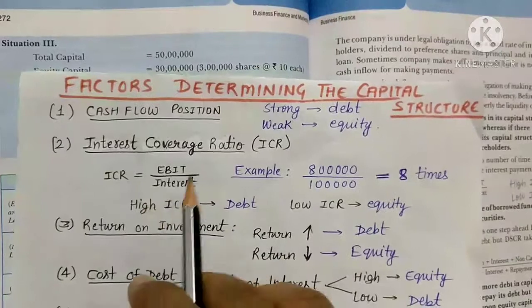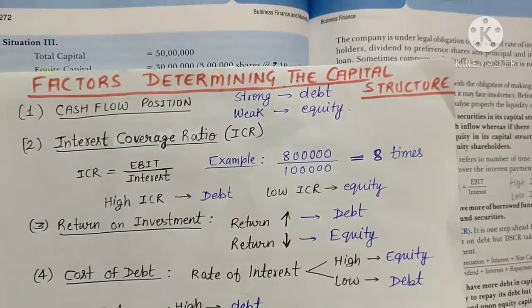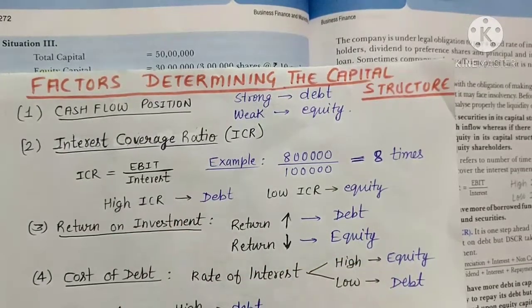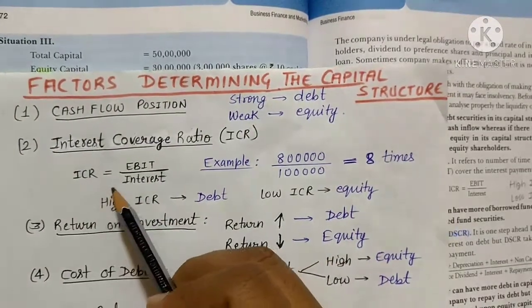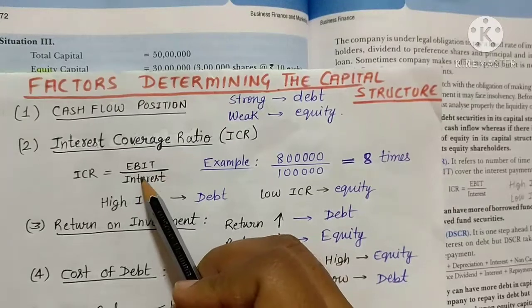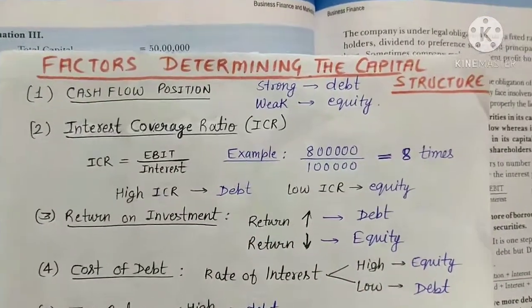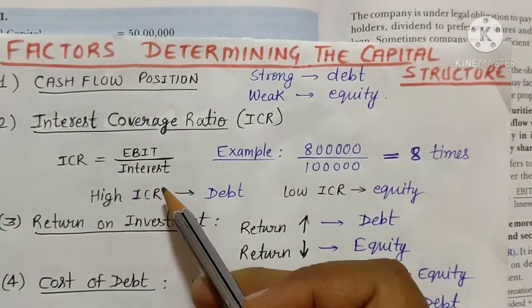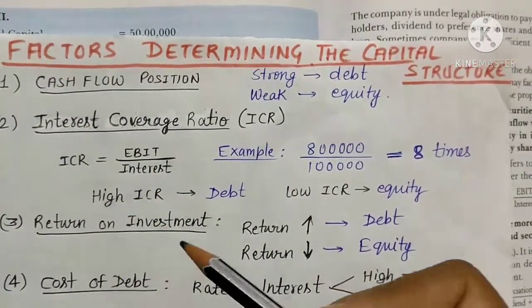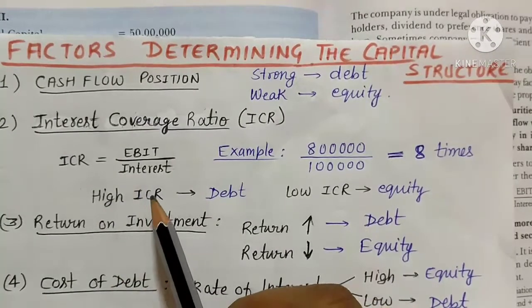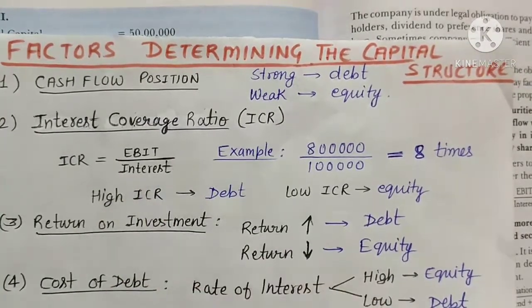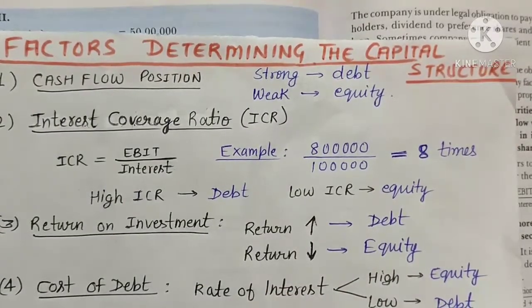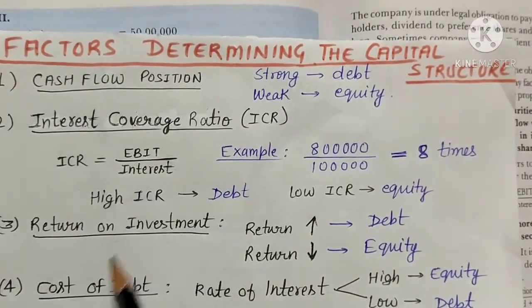Then come to ICR. Now this concept you have to understand properly. ICR stands for interest coverage ratio. What is the formula for this? ICR equals EBIT upon interest. Now EBIT I have explained to you in the previous video, that is earning before interest and tax. Before paying interest and tax, how much earning came, that is counted as EBIT. Now ICR means how many times our earning is more than the interest. That thing we have to count under the ICR.